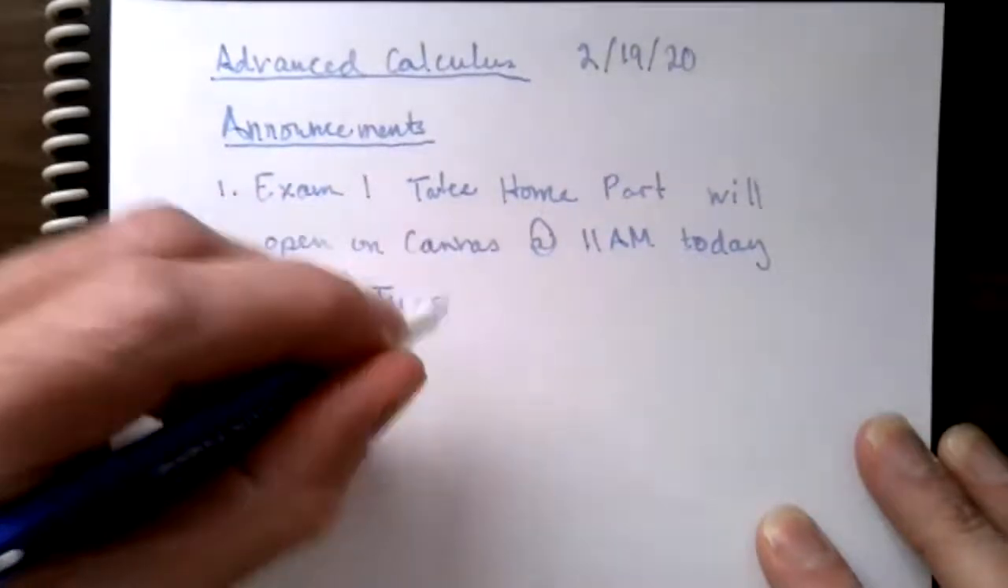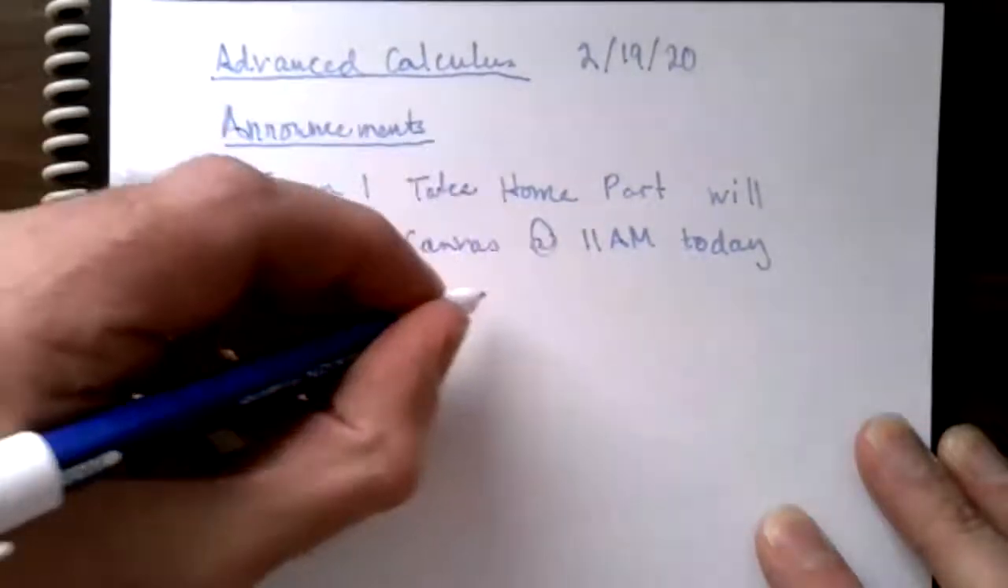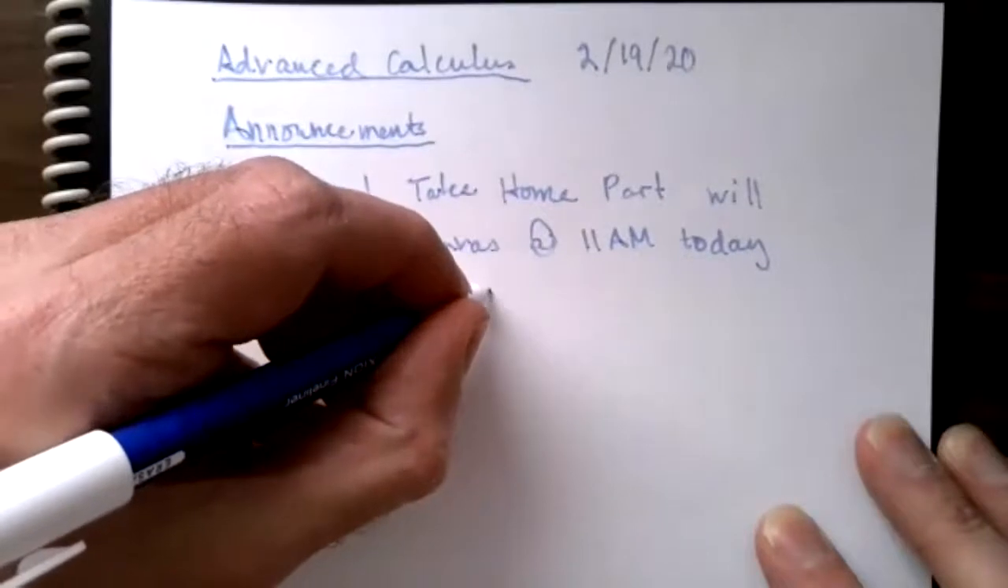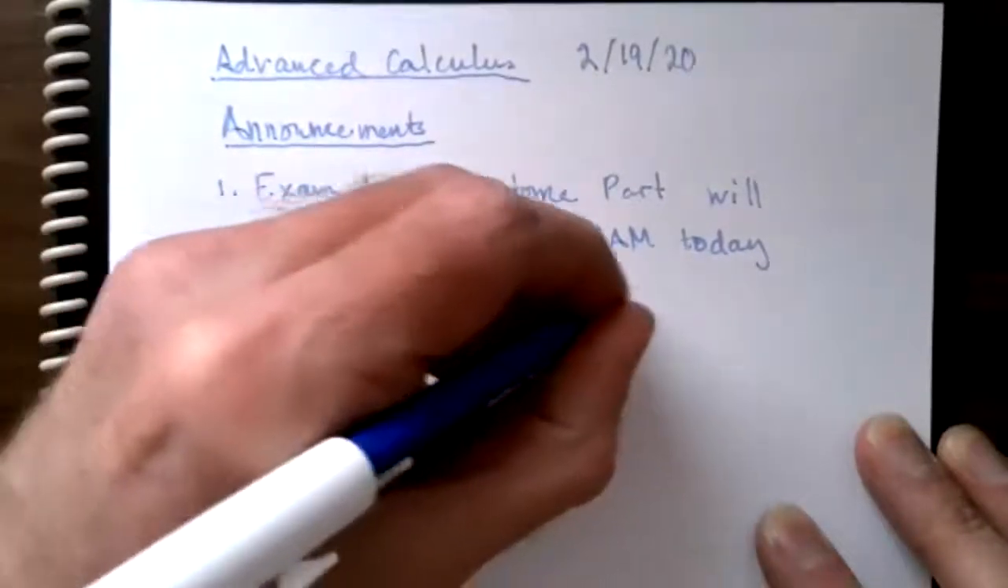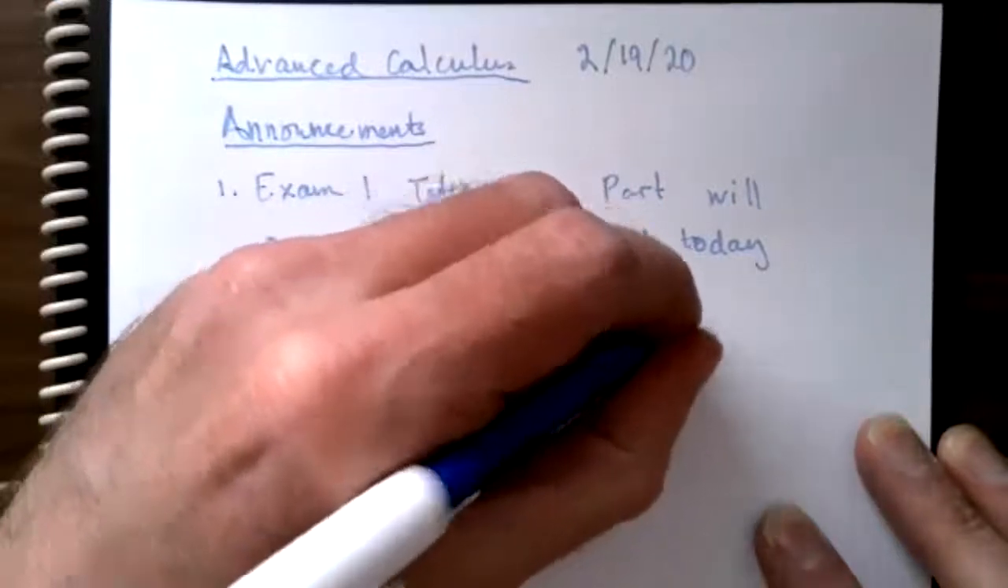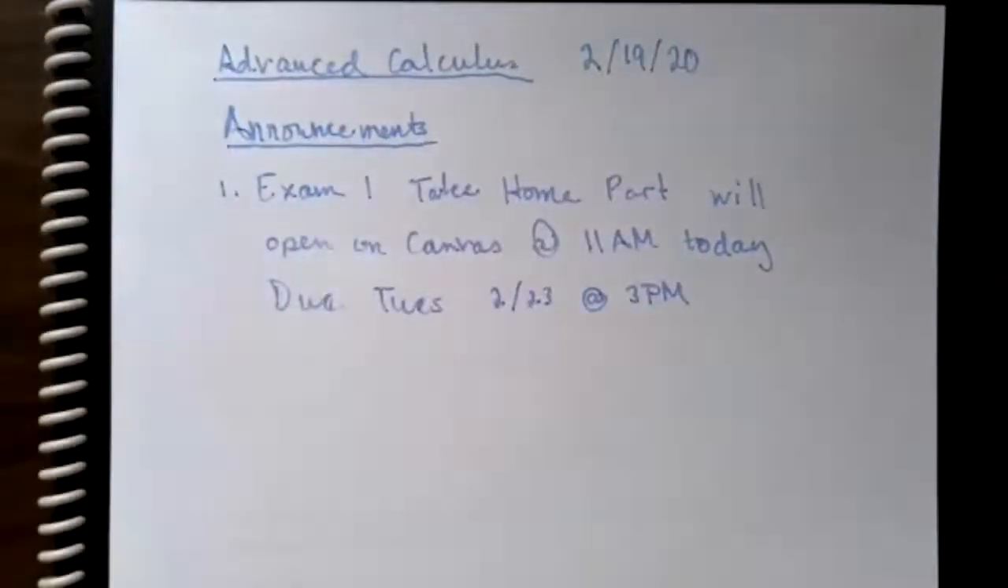I made the due date for this, it's actually Tuesday, so you have a little bit of extra time. Tuesday, I believe, is the 23rd at 3 p.m. Okay, so the questions are on Canvas. You will write up your solutions, pencil and paper, and submit your written work to me.